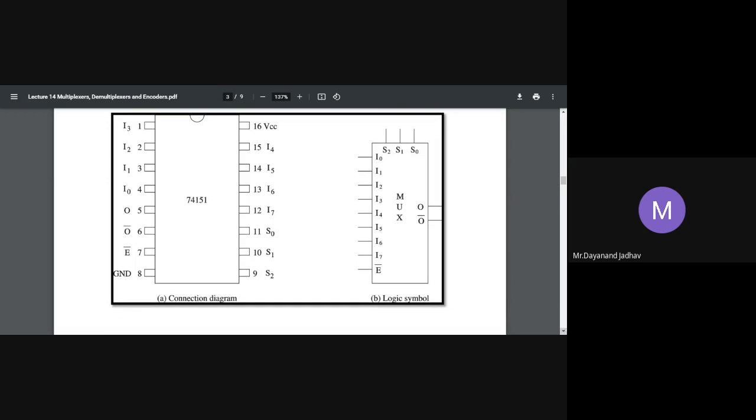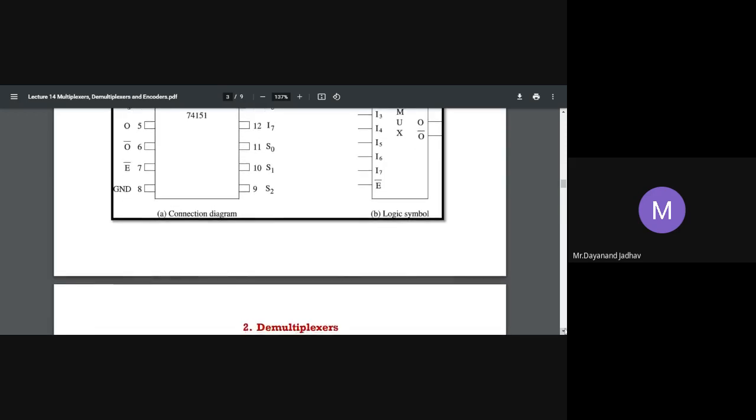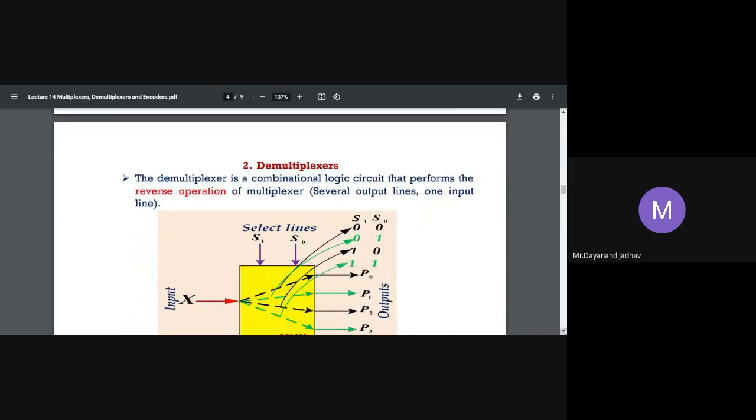This type of IC is used for 8 is to 1 mux, and the pin configuration. In this way, we can also implement 16 is to 1 mux, then 32 is to 1 mux. We will discuss in the next lecture, if the logic is given for 16 is to 1 mux, then how we can implement it using 8 is to 1 mux. If the logic of 8 is to 1 mux is given, then how we can implement it using 4 is to 1 mux. We will discuss the different problems in the next lecture.